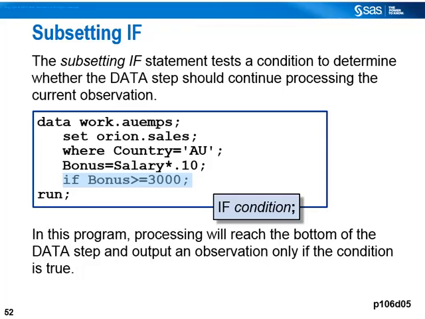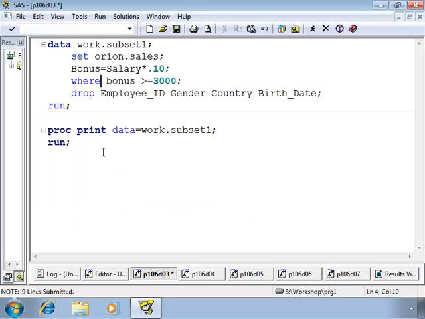To overcome this, we have subsetting if. The subsetting if statement tests a condition to determine whether the data step should continue processing the current observation. In this program, processing will reach the bottom of the data step and output an observation only if the condition is true. So we will be replacing where with if, and then we will submit the program again.